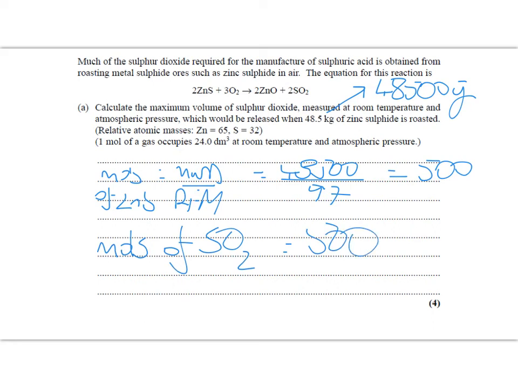And we're nearly done in the question, because we've got the moles of sulfur dioxide. We now need to convert that to volume. And we're told that 1 mole of a gas occupies 24 decimeters cubed. So if we had 1 mole of SO2, it would occupy 24 decimeters cubed. We haven't got 1 mole, we've got 500 moles. So it would occupy 500 times the volume of that.